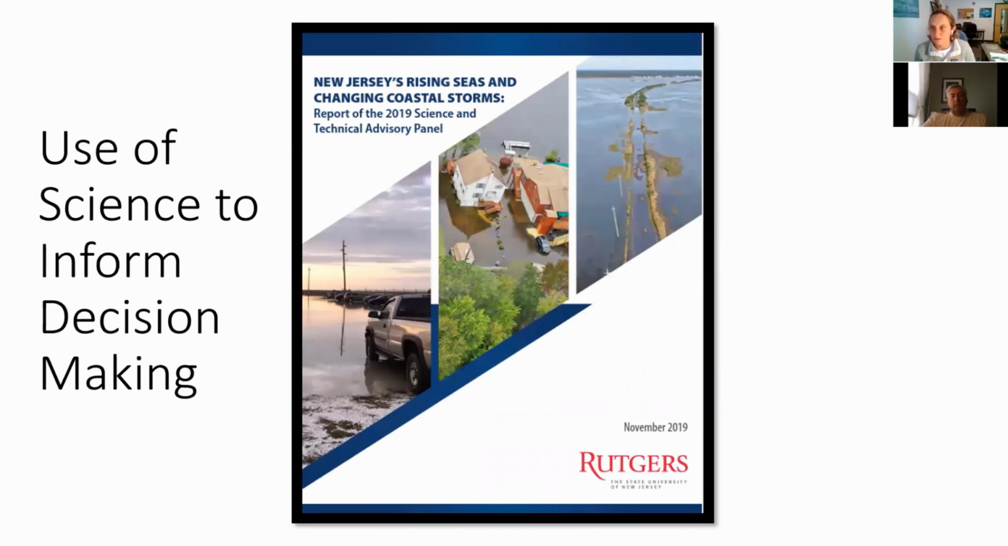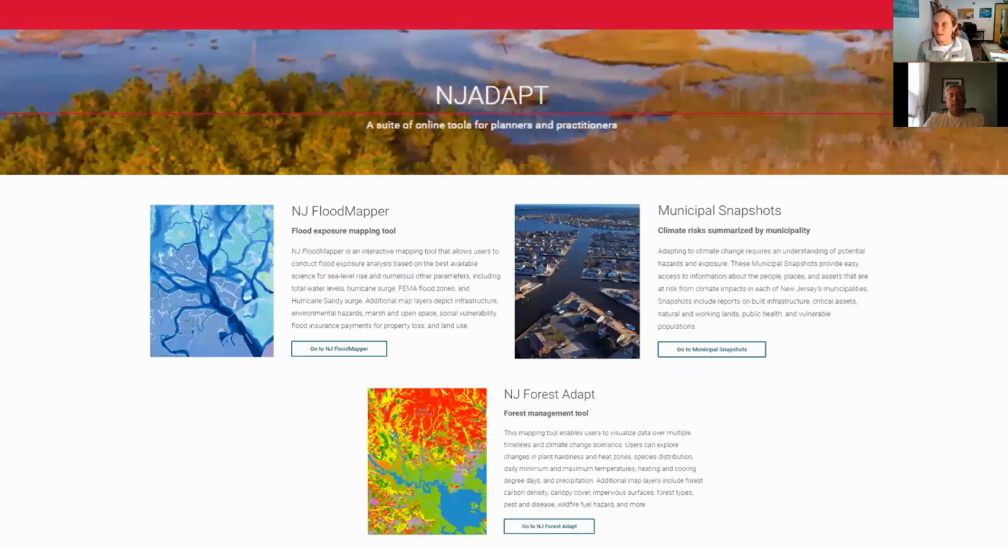As Mike said earlier, we do use science to inform all of our outreach to coastal communities, and that is really foundational to the work we do. Sometimes that science isn't as easily understood on the ground, so we try to make it more useful and usable by putting together tools to help inform decision-making based in that science. NJ Adapt is the platform that we host at Rutgers in order to house all those tools that we've developed.